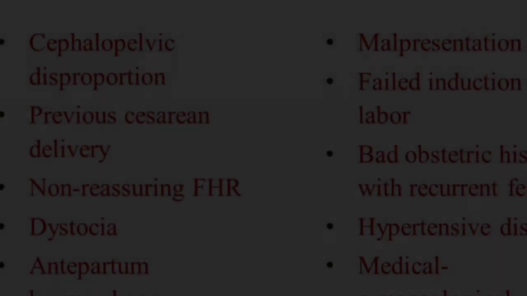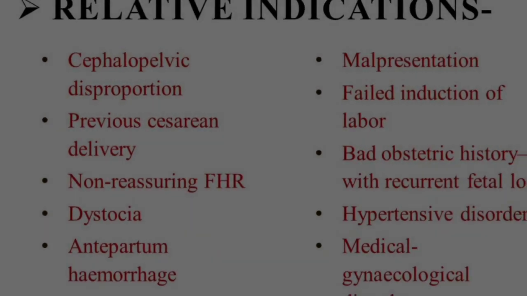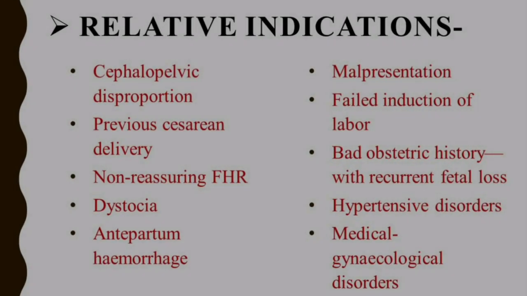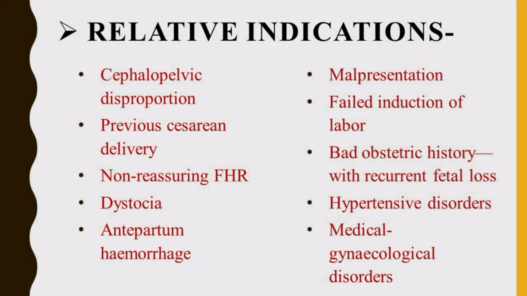So coming to the relative indications, it might be cephalopelvic disproportion, previous caesarean delivery, non-reassuring fetal heart rate, dystocia, antepartum hemorrhage, malpresentation, failed induction of labor, bad obstetric history like recurrent fetal loss in the past years. Then it could be hypertensive disorders such as eclampsia, preeclampsia, and medical and gynecological disorders. These were some absolute and relative indications.